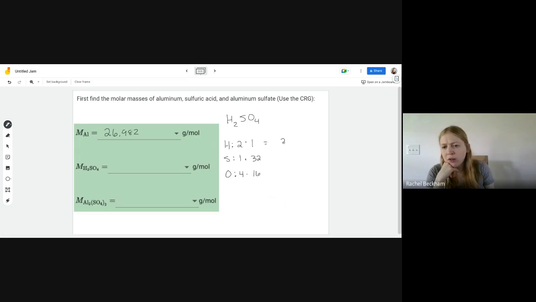So 2 times 1 is 2. This is just 32. And then 16 times 4, if I remember correctly, should be 64. And we're going to add all of that up. So 32 plus 64 plus 2 is 98. 98 grams per mole.